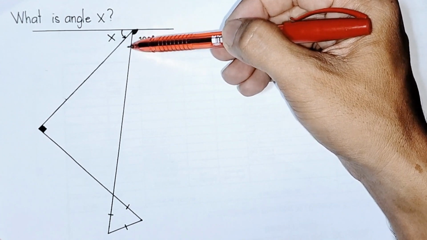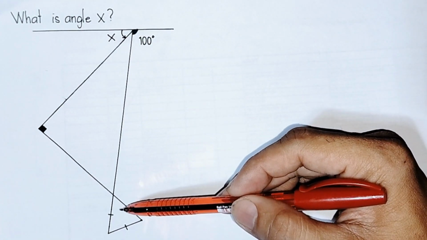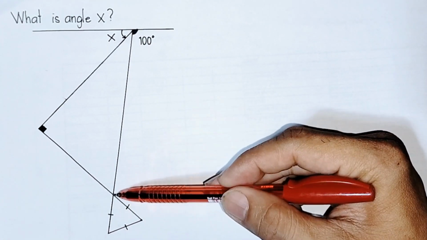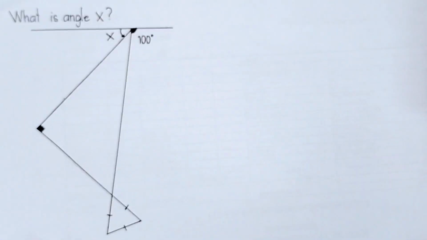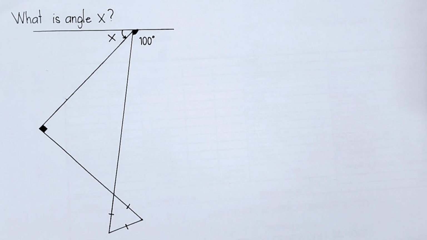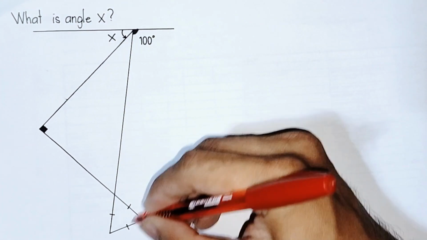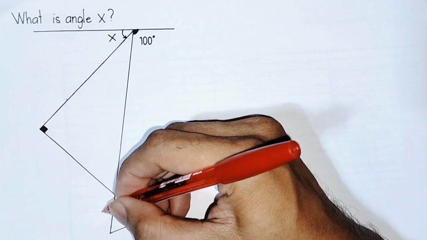Before we solve for the angles here, we have to consider this small triangle below. If you look at here, this triangle is an equilateral triangle. What do you mean by equilateral triangle? A triangle having all sides equal. So if this is 10 meters here, this is also 10 meters and this is also 10 meters.